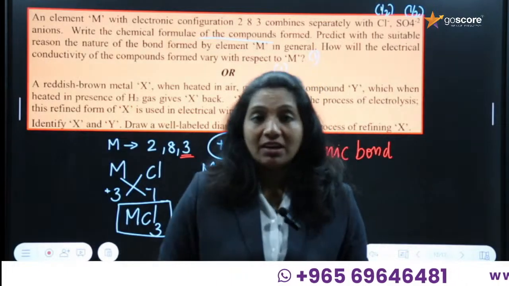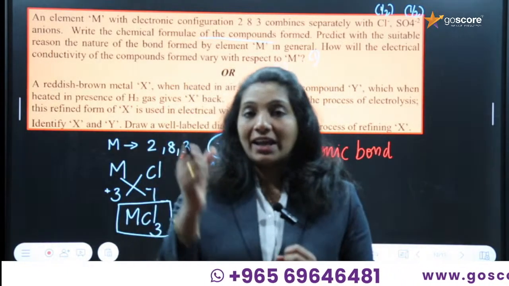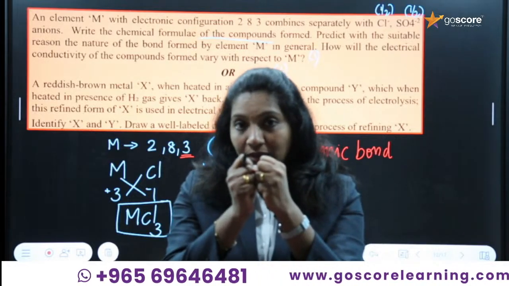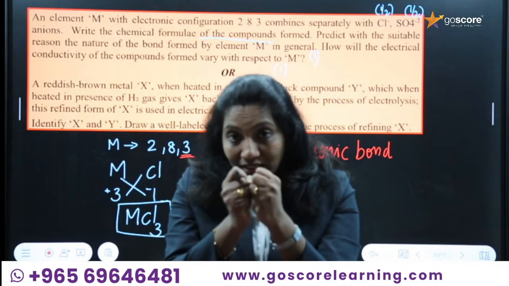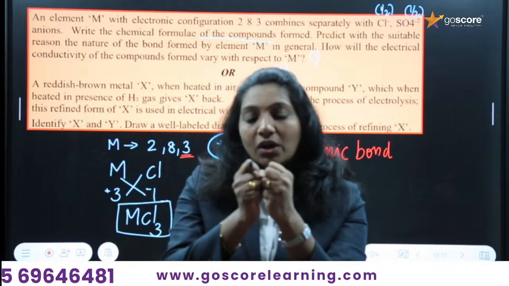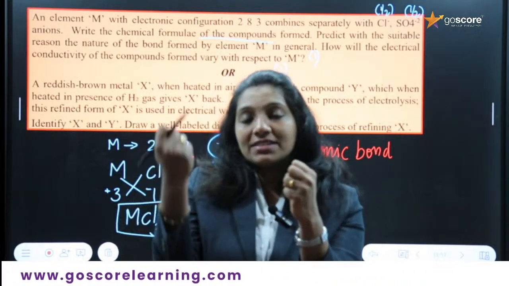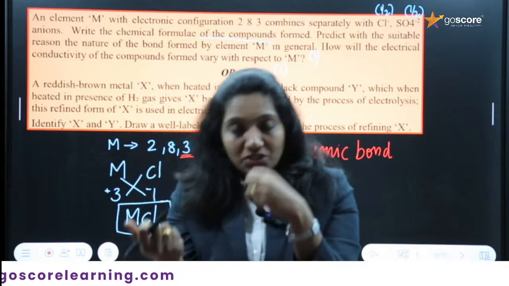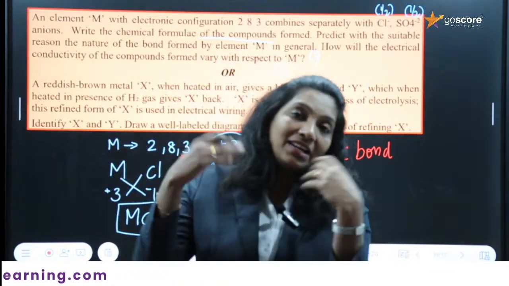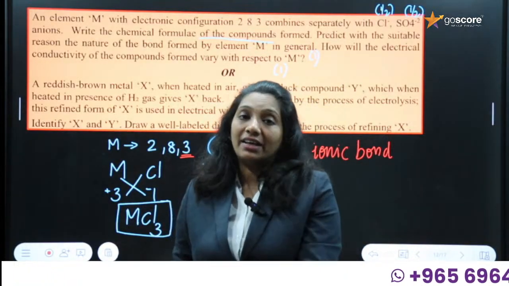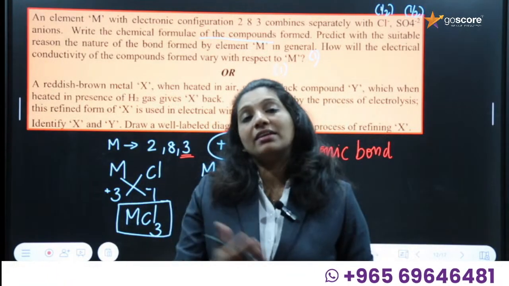Because in the solid state, in the ionic compound, the cation and anion are tightly held together, right? When it is in the molten state, what happens? As you are melting it, the bond breaks and we will have separate positively charged ions and negatively charged ions, that is, free ions are present which can conduct electricity. Same as in the aqueous solution also.